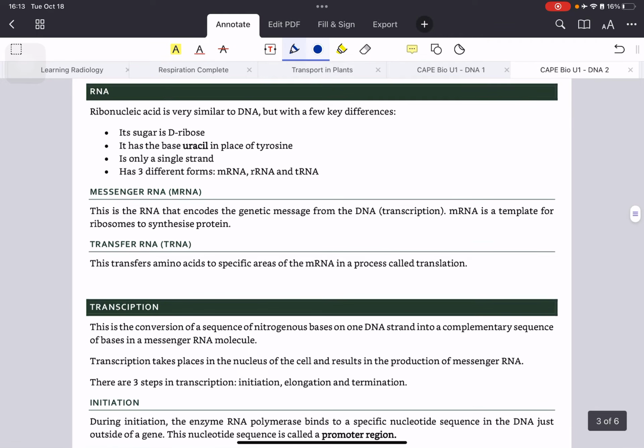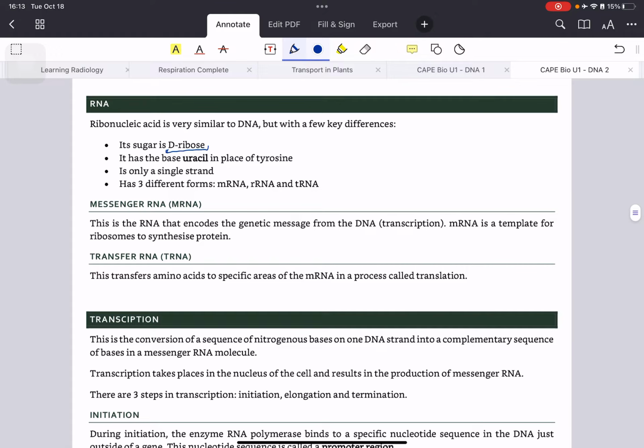Right, so let's take a look at RNA now. RNA is actually quite similar to DNA, but there are a few differences. Number one, the sugar is ribose. It has a base of uracil instead of thymine. So you know how in DNA the T would be thymine. In RNA, there's no T. Instead of the T, there's a U for uracil. That's the main difference there with the nitrogenous bases.